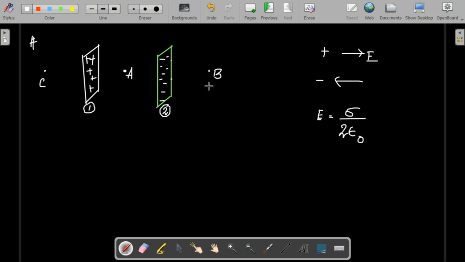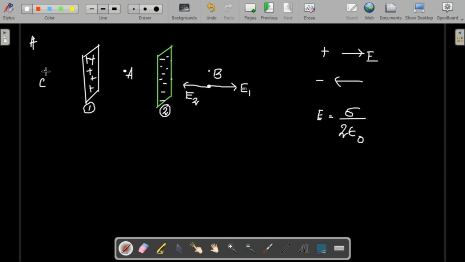Now at this particular point, because of plate 1, the field will be away, we know, because it's positive. E1, please make sure that this is clear. E1, because this is because of the positive plate, the field will go away, and because of E2, the field will be in this direction, because it's negative. So that's the reason. And the electric field is a vector quantity.